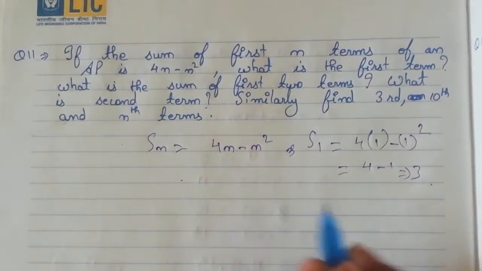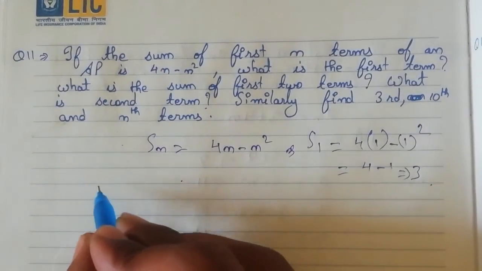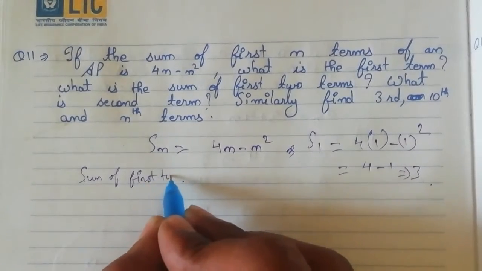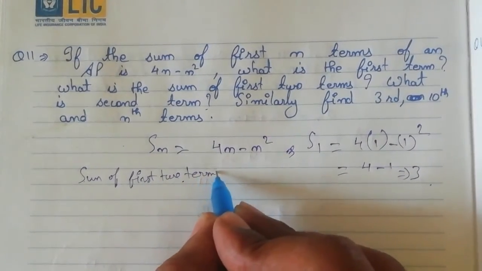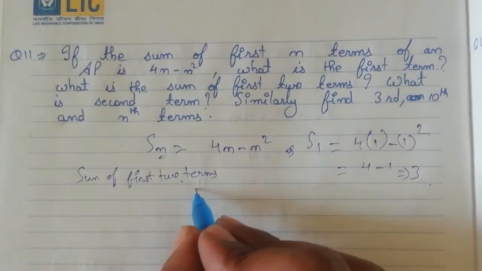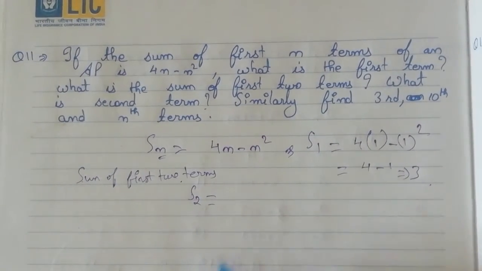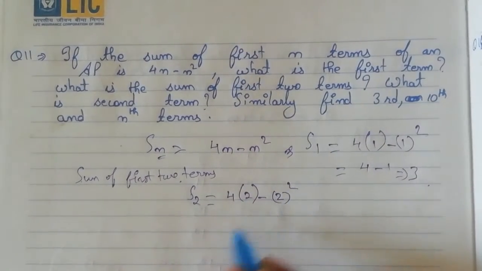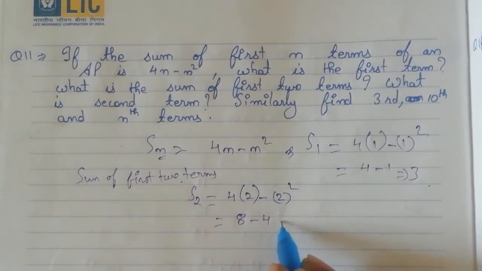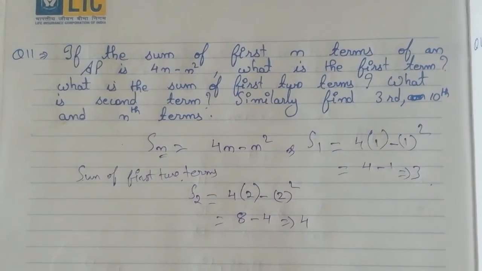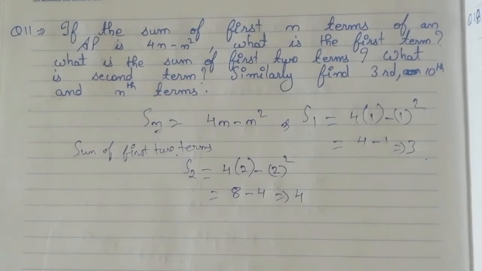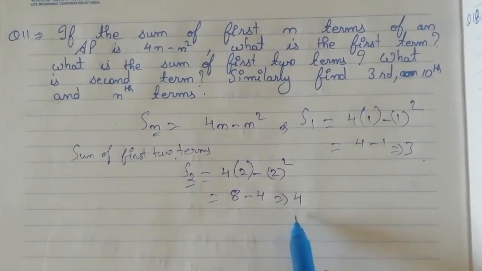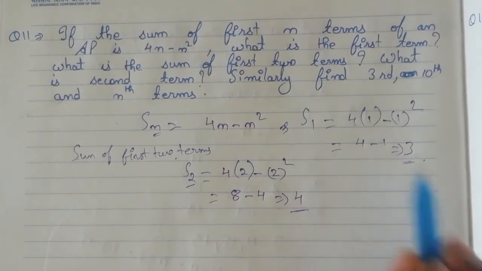Also, we can calculate the sum of first two terms. Because here n denotes the number of terms, we can write 2 for the sum of two terms. So S2 is nothing but 4 into 2 minus 2 square. So 4 2s are 8 minus 4, we have the sum of two terms equal to 4. So from here, the sum of first two terms is 4 and the first term is 3.